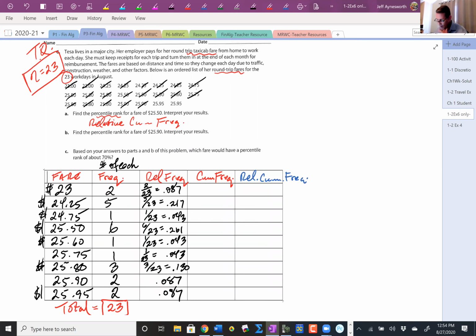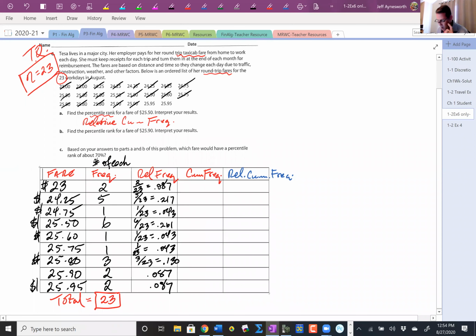Okay, cumulative frequency. Now, cumulative means that you're going to be adding up as you go. So let's write that down, add as you go. And it refers to this one here. Cumulative, if you accumulate something, you're adding things up over time.